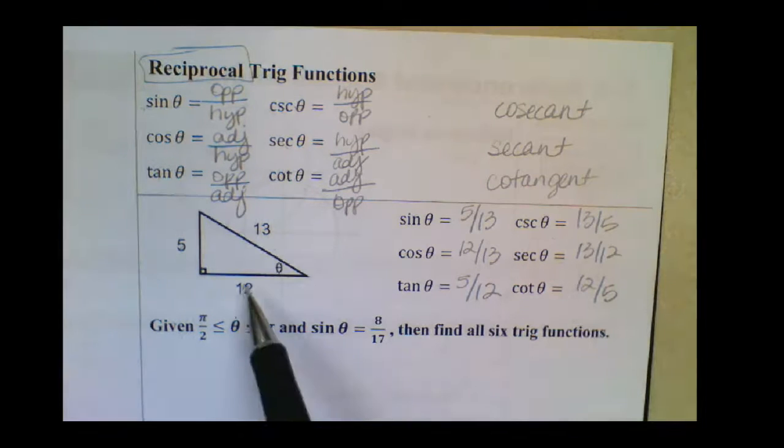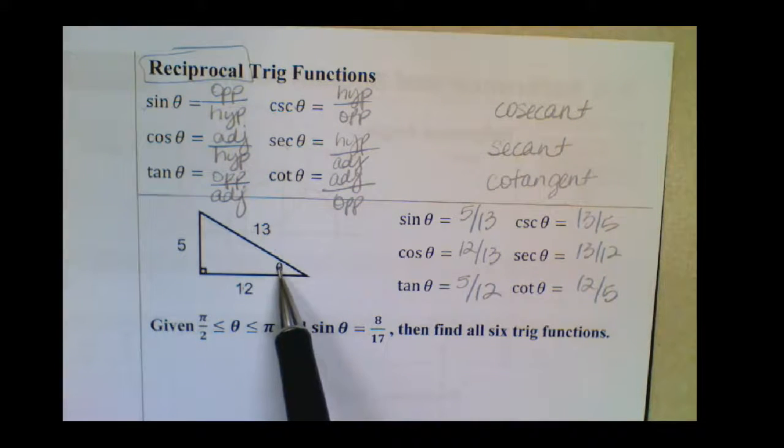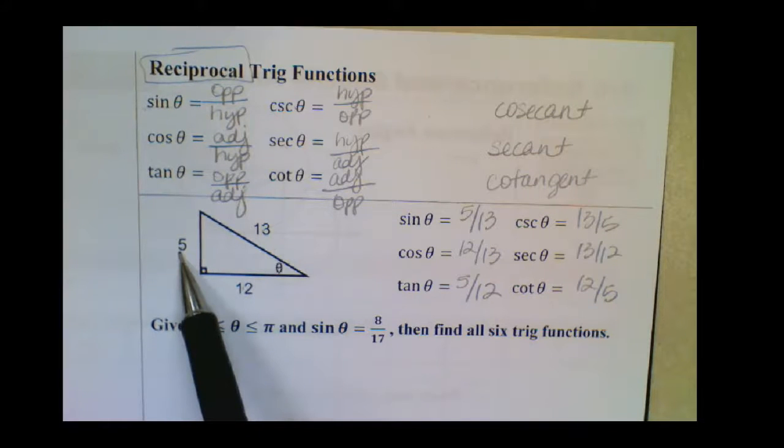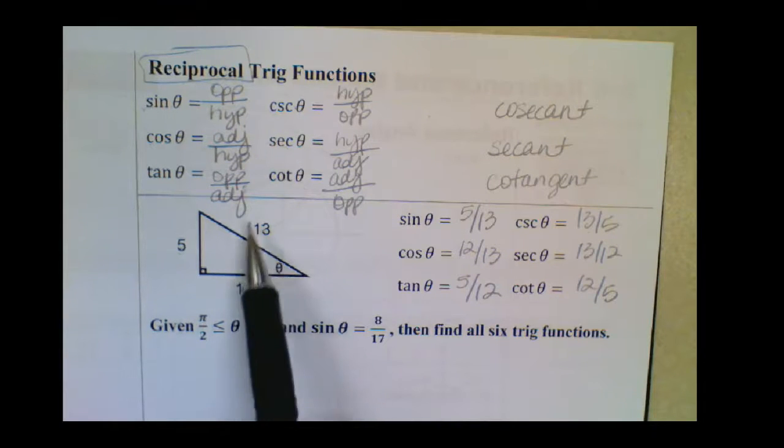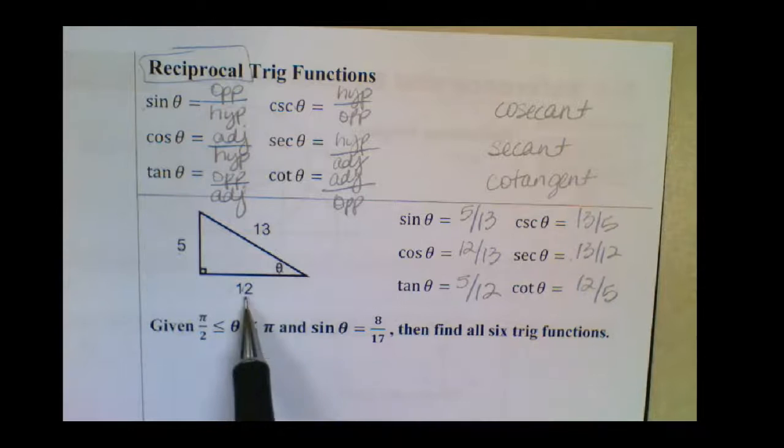We certainly can. So that would be the hypotenuse over opposite for cosecant, which is 13 over 5. That's what we've got. It would be a hypotenuse over adjacent, 13 over 12. And we would have adjacent over opposite, which is 12 over 5, just like that.